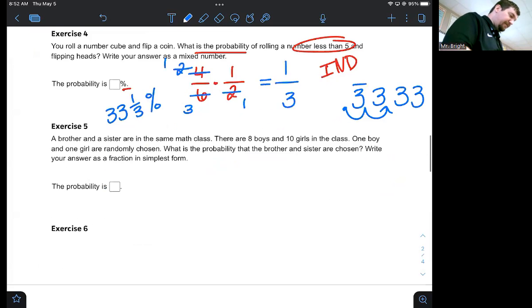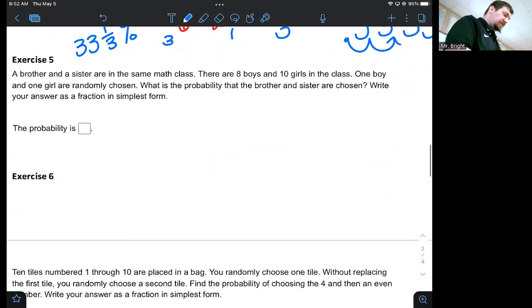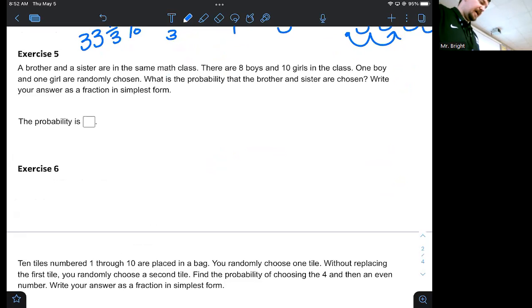All right, number 5. A brother and sister are in the same math class. There are 8 boys and 10 girls in the class. 1 boy and 1 girl are randomly chosen. What is the probability that the brother and sister are chosen? Write your answer as a fraction in simplest form.